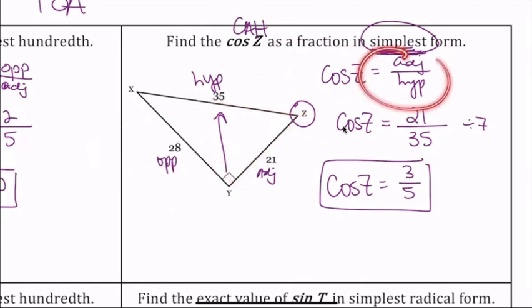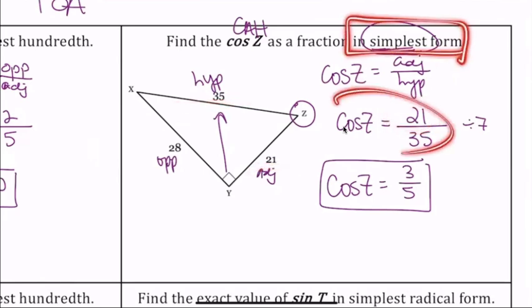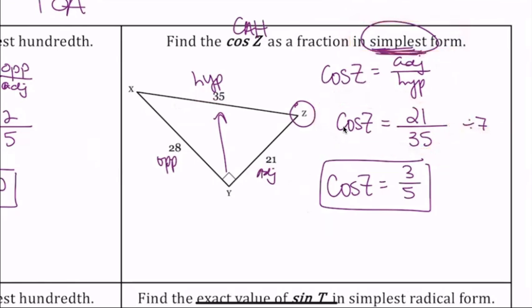Now, adjacent over hypotenuse would be 21 over 35. It asked for the fraction in simplest form, so we couldn't leave it like this because they can both be divided by 7. And that gives me 3 over 5.